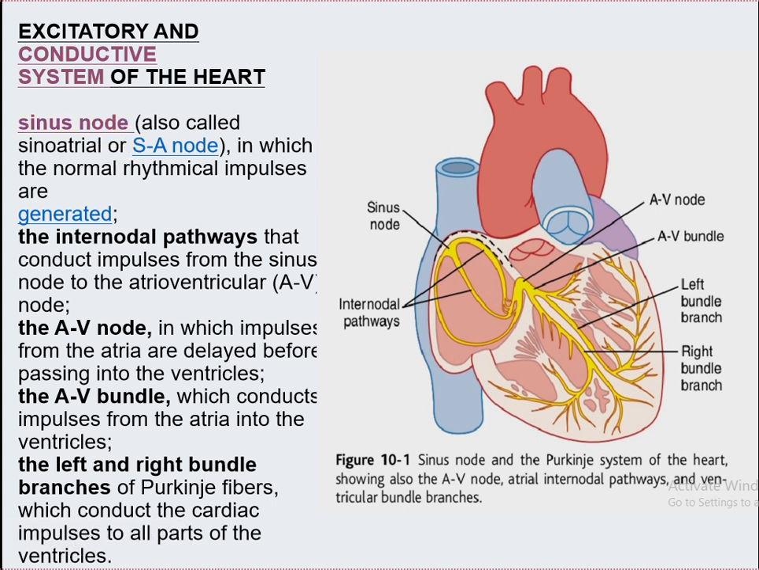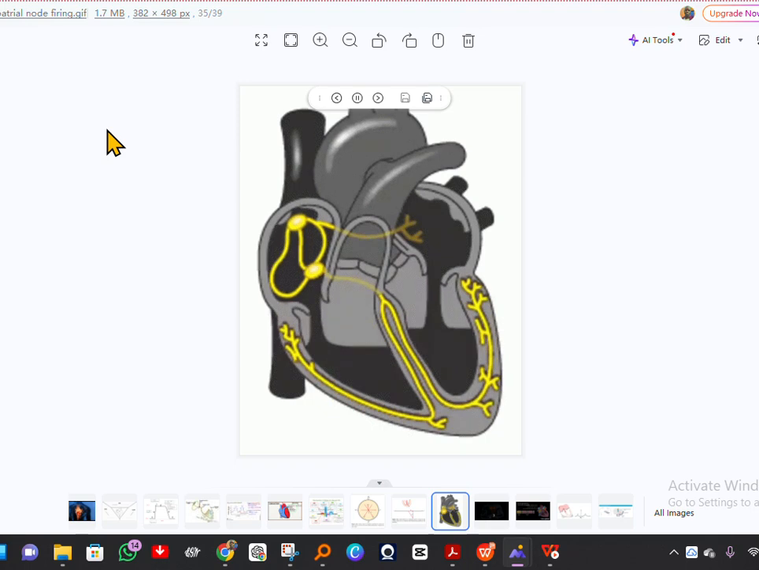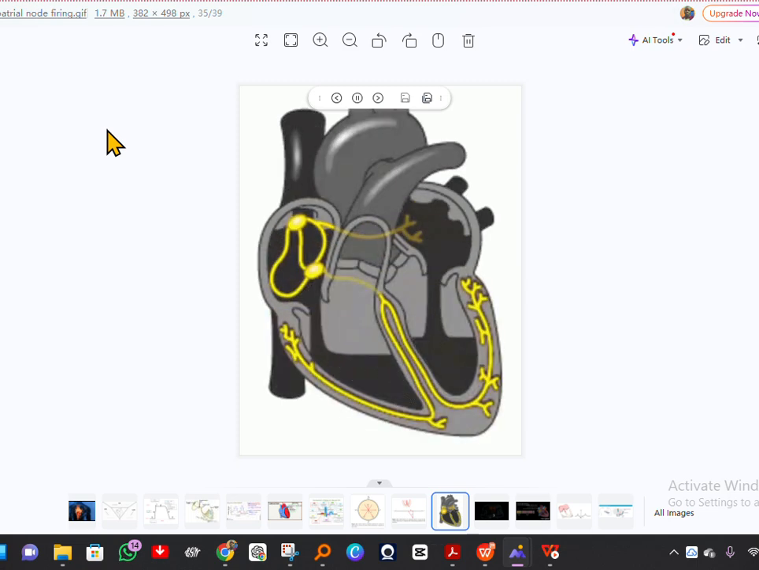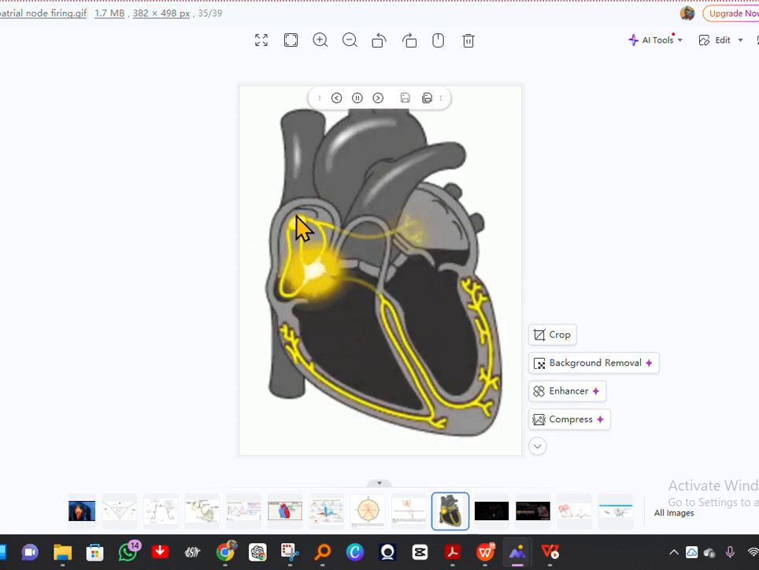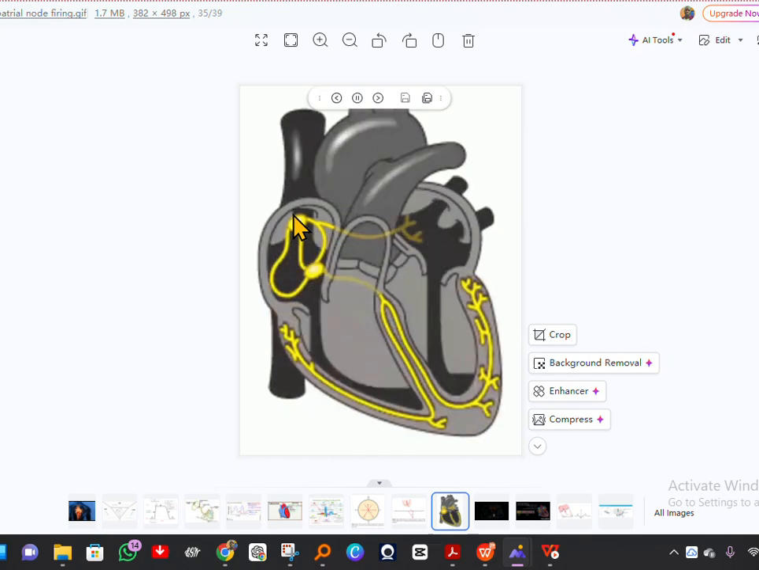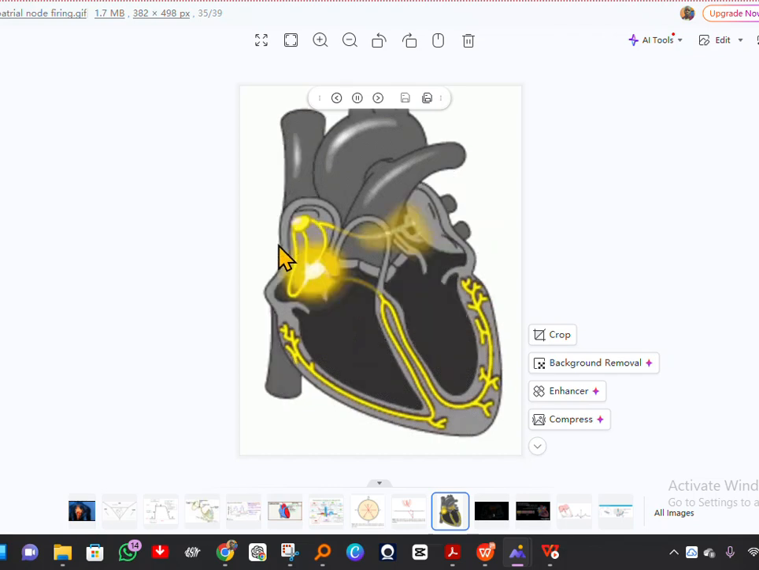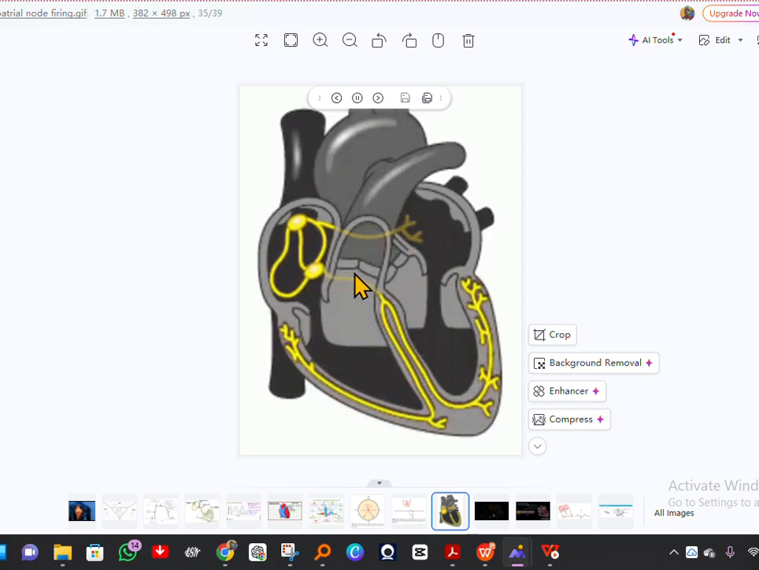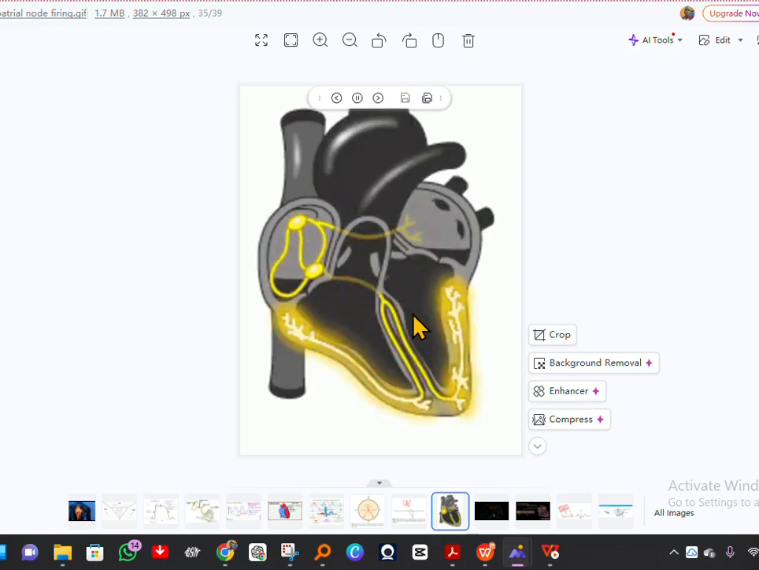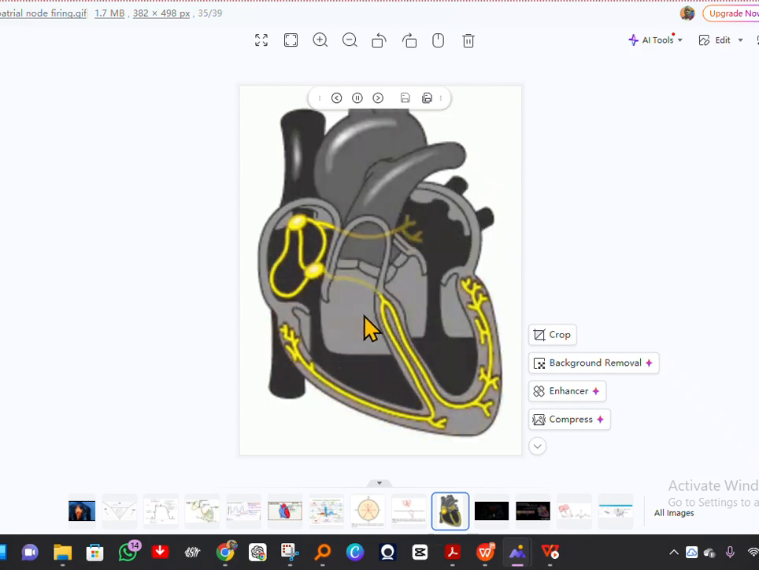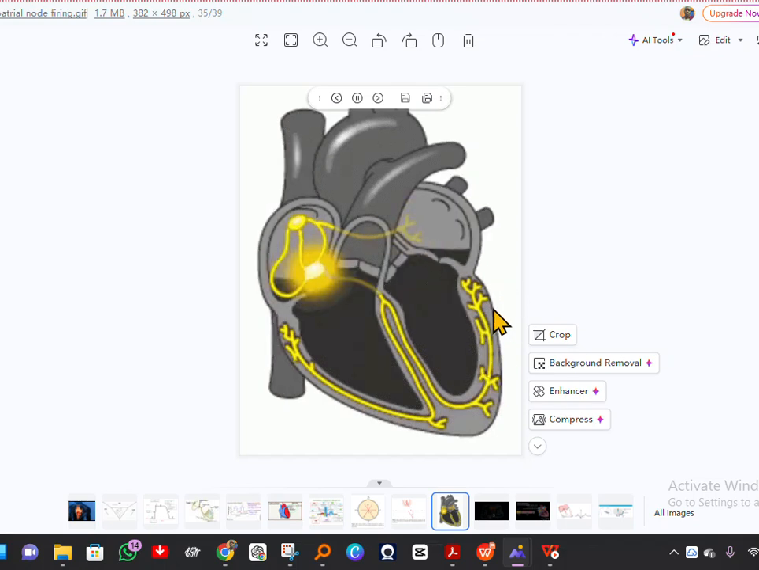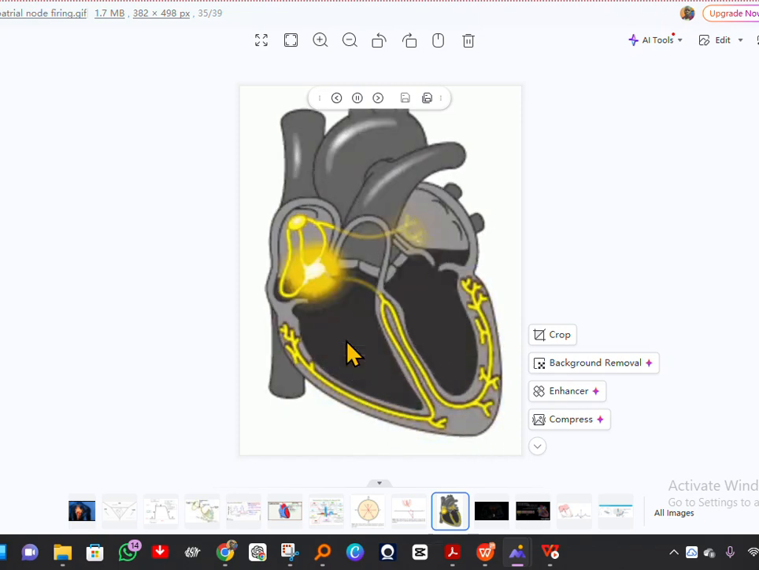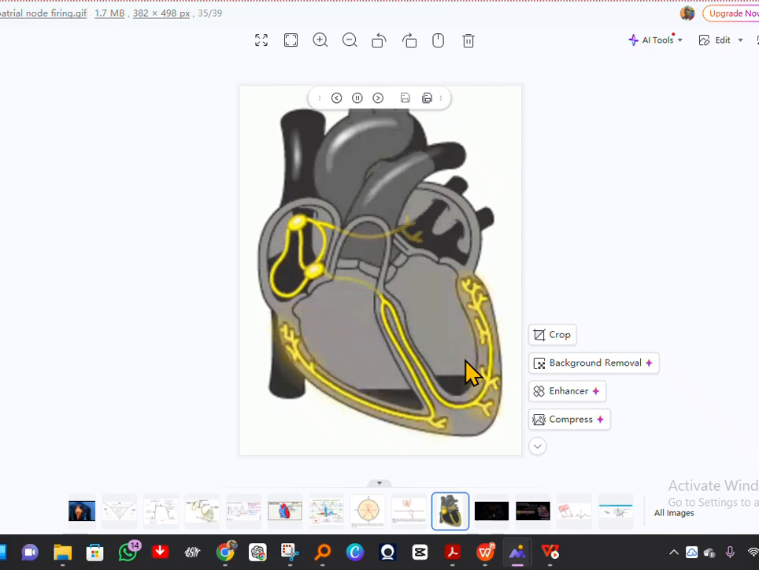So what happens is that the impulse that causes the heart to respond through contraction and relaxation starts from the sinoatrial node. Then it will spread through the internodal pathways to the AVN. From the AVN it goes to the bundle of His. From the bundle of His, it splits, giving you the right bundle branch and the left bundle branch, which still divide further into the Purkinje fibers that then spread the impulses to the ventricles.